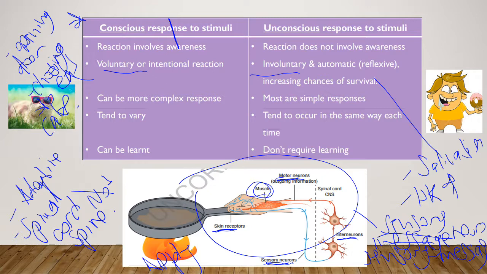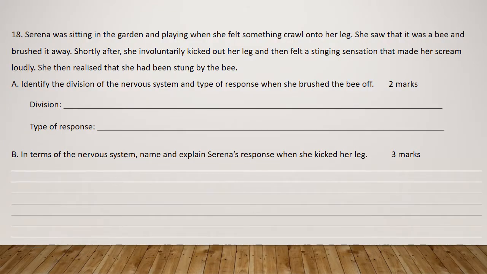All right, let's have a go at that one there, okay? Serena was sitting in the garden and playing when she felt something crawl onto her leg. She saw that it was a bee and brushed it away. Shortly after, she involuntarily kicked out her leg, then felt a stinging sensation that made her scream loudly. She then realized she'd been stung by a bee, okay?